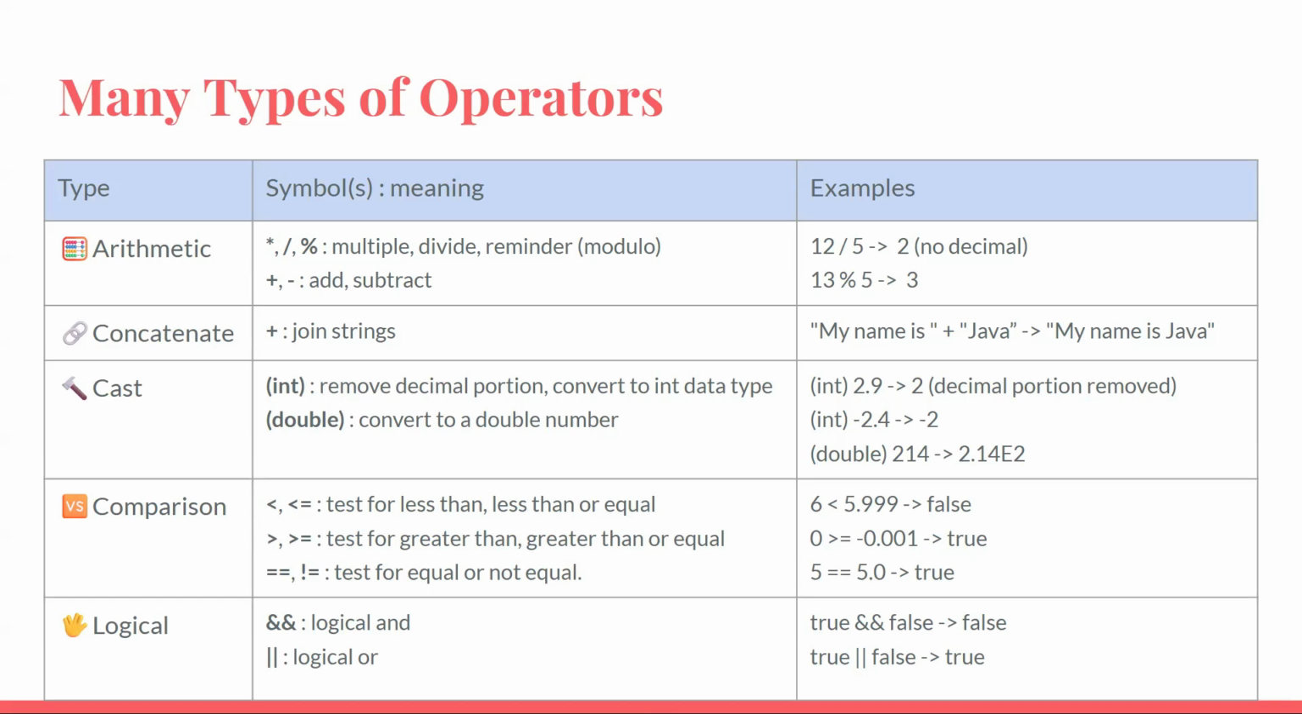In algebra, you're already familiar with the greater and smaller comparison and the greater-or-equal comparison. Equal equal, and exclamation mark equal, are tests for equality and inequality. In my example, if you test 5 == 5.0, the result will be true. Finally, the logical operators are the double ampersand and the double pipe. These are the logical and and the logical or operations.